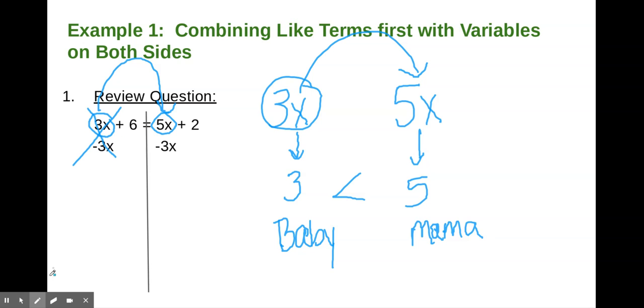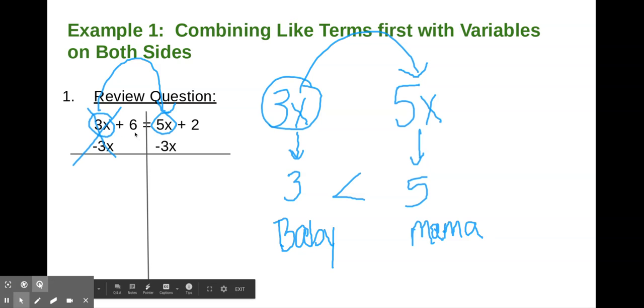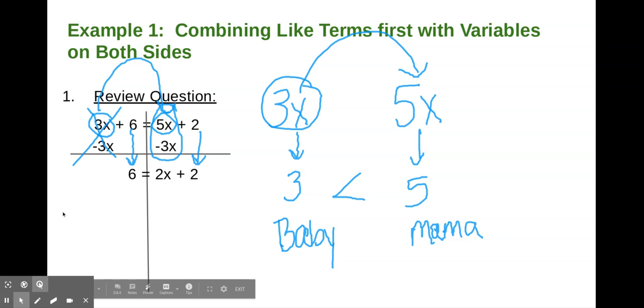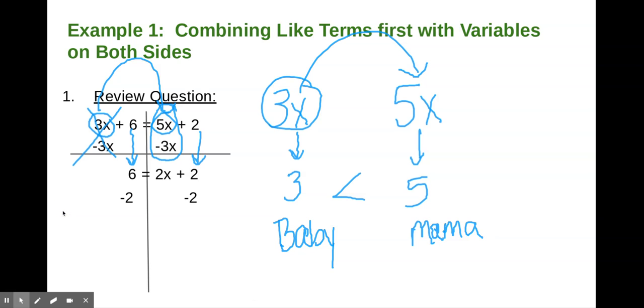It crossed out. Okay, so now you are left with the 6. You bring the 6 down. And then 5x minus 3x, that's 2x. And then you bring down the 2. Okay. And then at this point, you're just back to where we were last week with a 2-step equation.